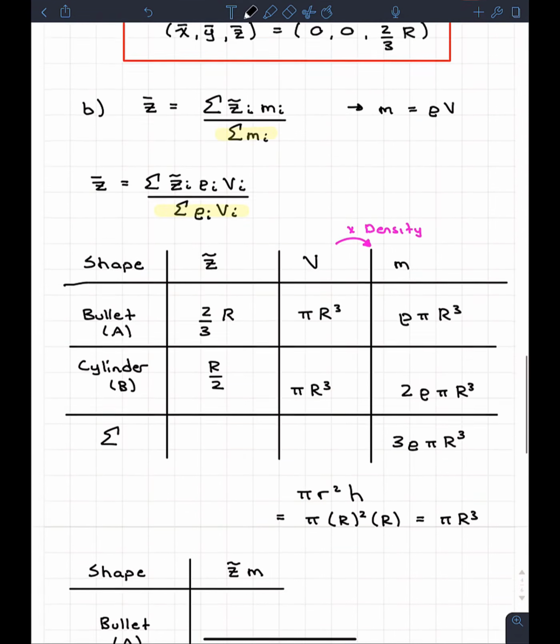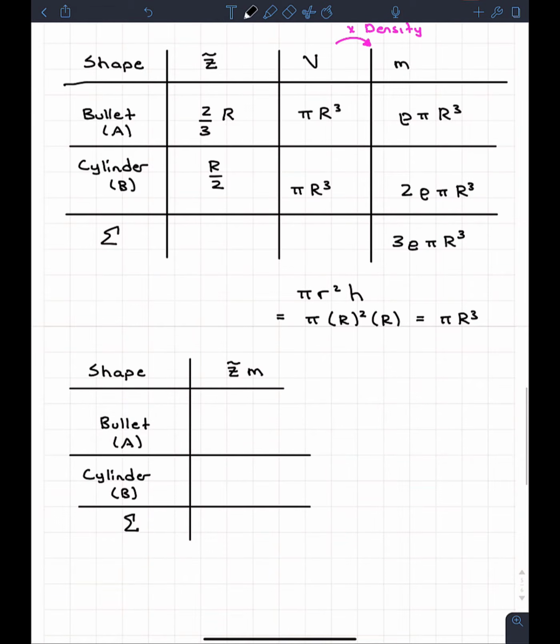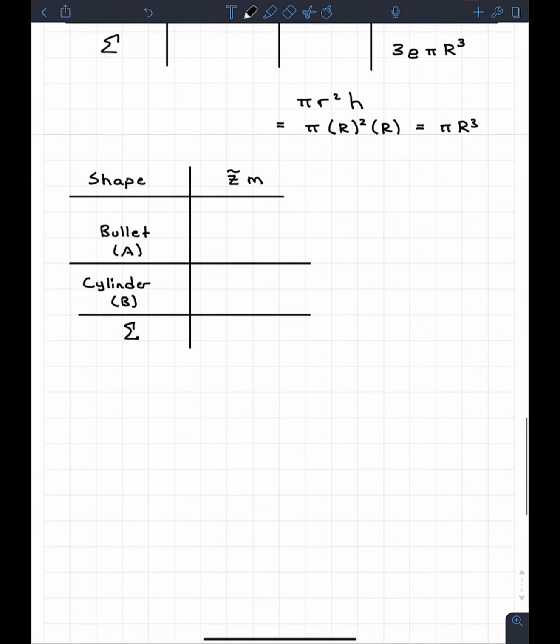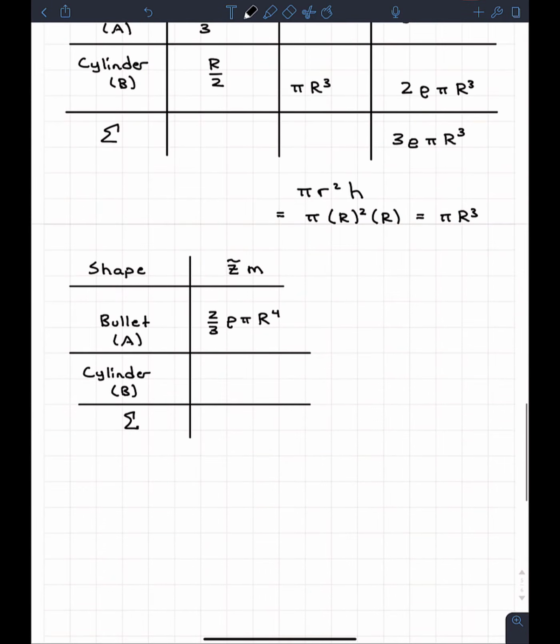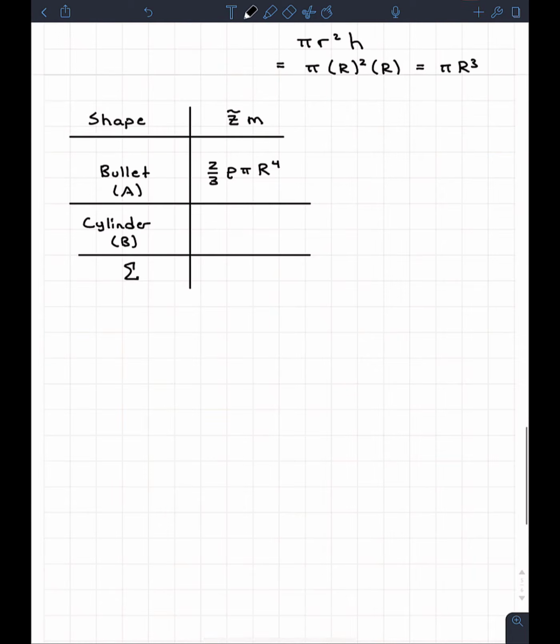So if we're looking at this one, what we're going to do is take the z squiggle and multiply it by the mass. What we get is 2 over 3 times rho times pi, and then r to the 4. Now if we do the cylinder, we're going to have rho times pi times r to the 4.